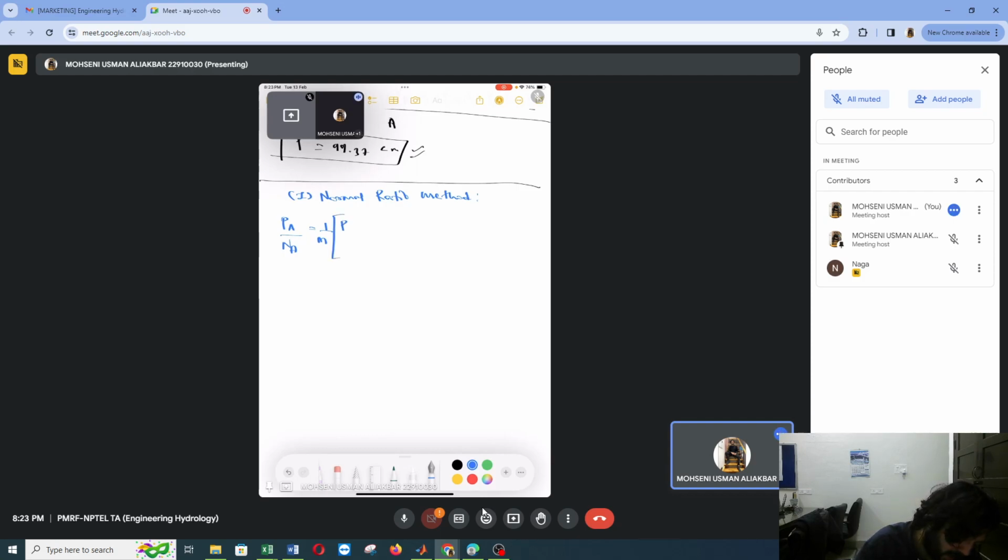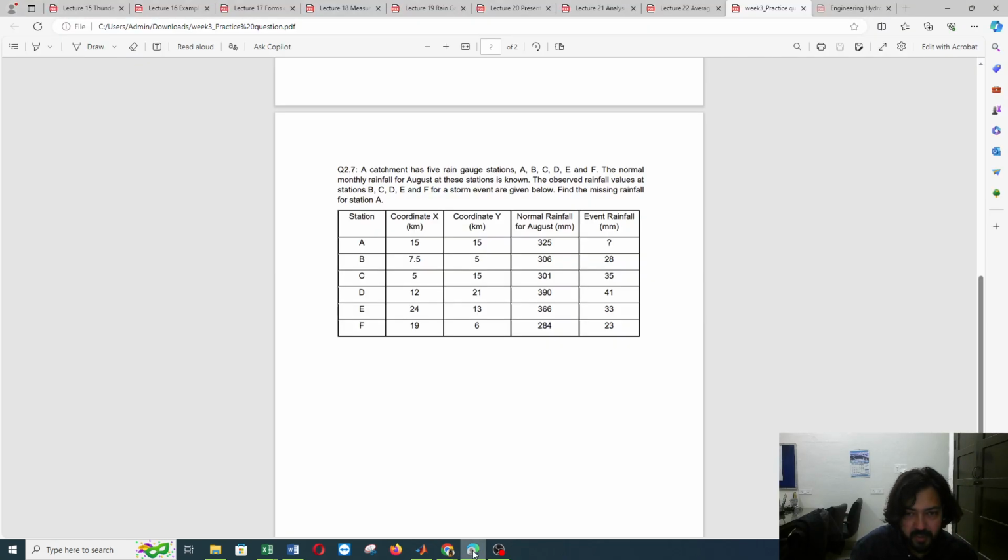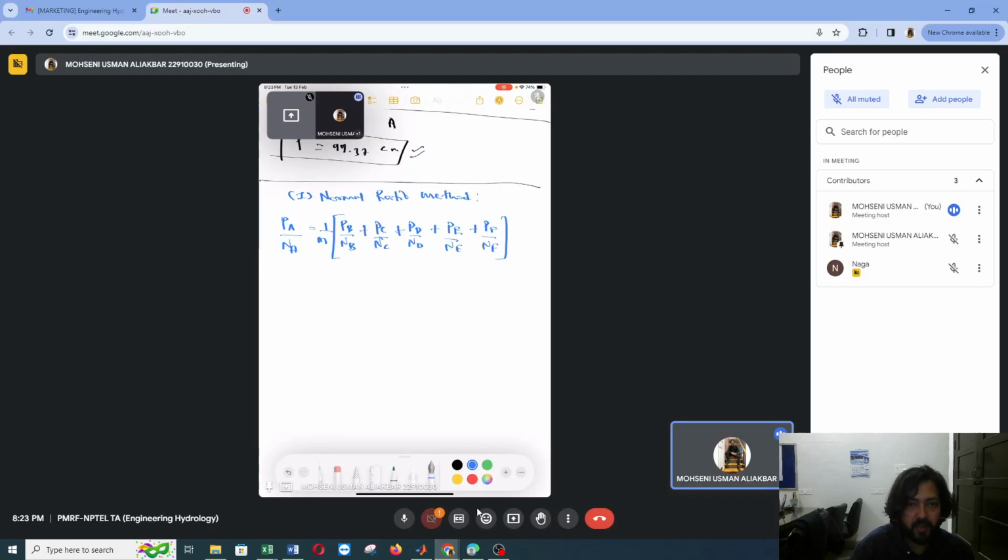And here the other rain gauges would come: PB upon NB plus PC upon NC, plus PD upon ND plus PE upon NE. I think they have given us stations till NF, so plus PF upon NF. So this is the equation.